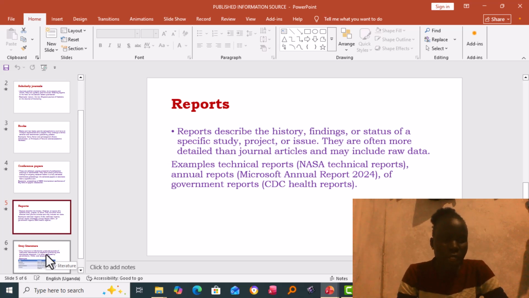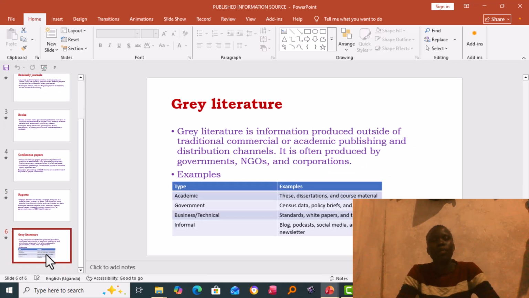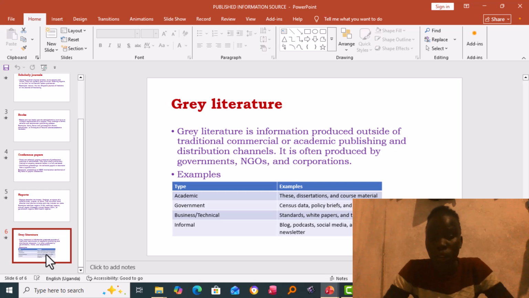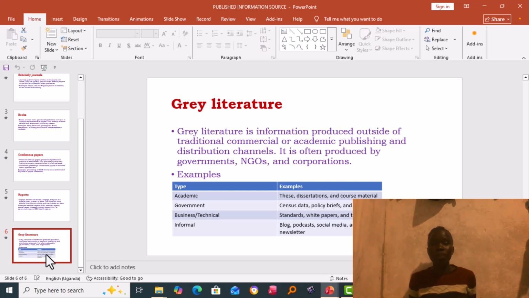The last published information source is the grey literature. Now, what is the grey literature? Someone may be asking. It is information produced outside of traditional commercial or academic publishing and distribution channels. It is often produced by government, NGOs and corporations. For the types and examples, we have the academic, like dissertations and course materials.